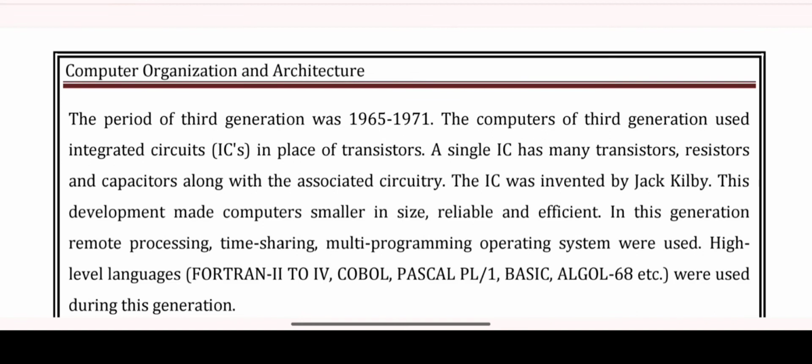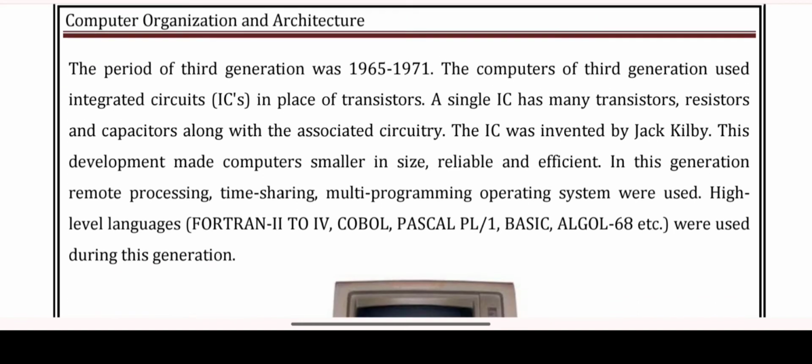The third generation computers used integrated circuits (ICs) in place of transistors. A single IC has many transistors, resistors, and capacitors along with the associated circuitry. The IC, meaning integrated circuit, was invented by Jack Kilby. This development made computers smaller in size, reliable, and efficient.